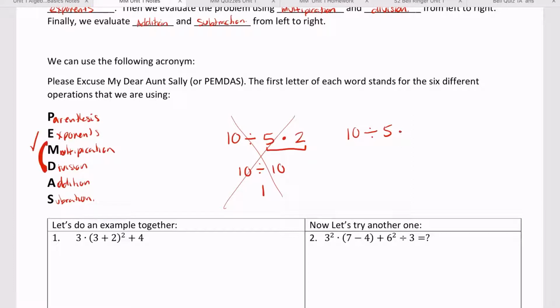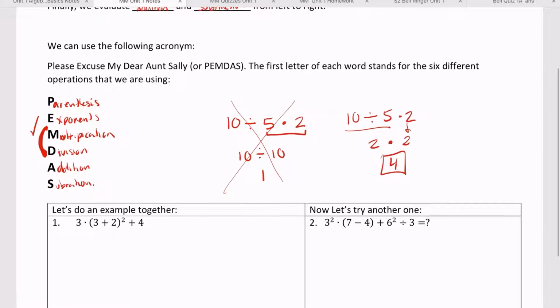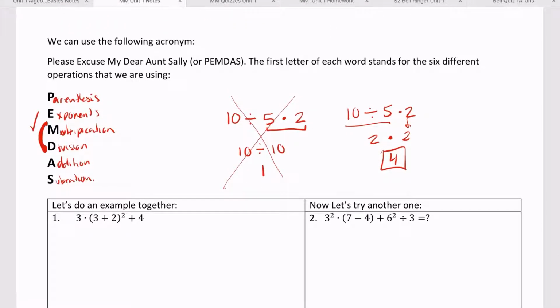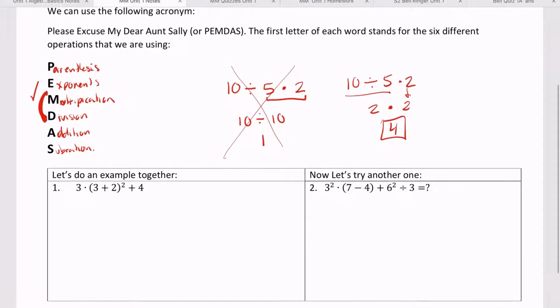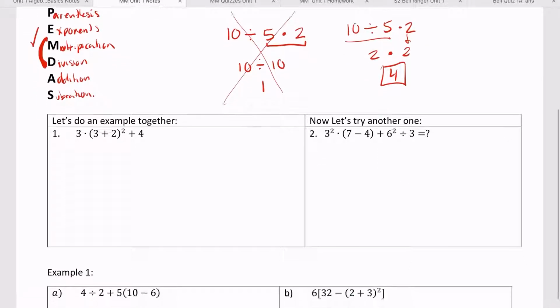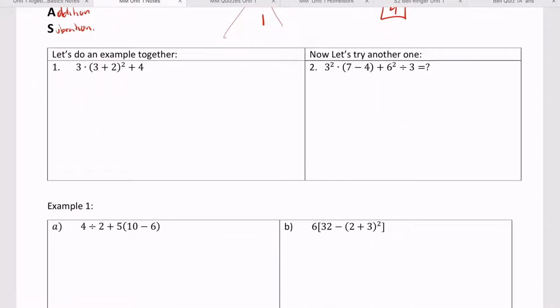Okay, multiplication and division. So first, it just so happens that division is first. That gives us 2, and then we'd multiply it by what we have left, which is 2, gives us 4. Okay, and that gives you the correct answer. All right, so make sure you do that left to right.